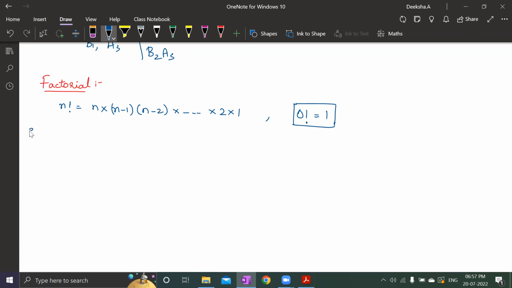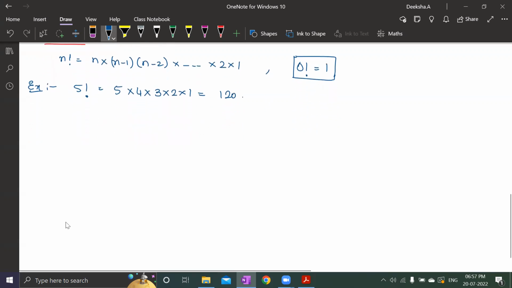So suppose you want to write 5 factorial. 5 factorial is 5 into 4 into 3 into 2 into 1, which is 120. So multiply all numbers from the given number until 1. Write down these factorials, and whenever you're solving questions, refer to these factorials and then solve. You don't have to memorize it. After solving some questions, it will come to you naturally.